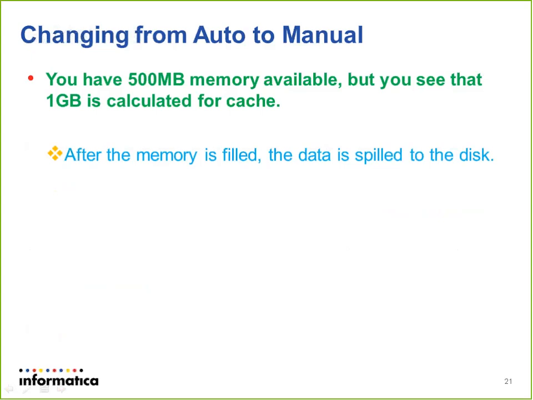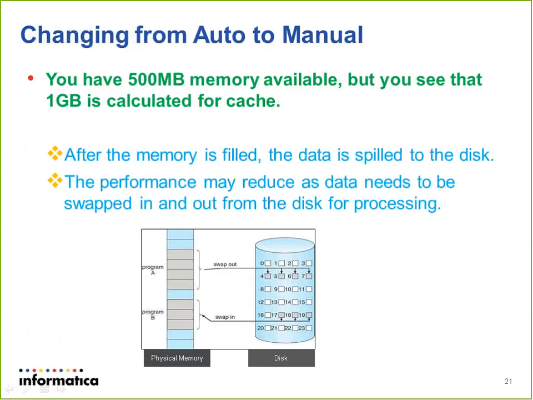If you configure the cache size and it is not enough to process the transformation in memory, the integration service pages the information to cache files, which are temporary files on the disk, to process the rest of the transformation data. The amount of memory you configure depends on how much memory cache and disk cache you want to use. Part of the data is processed in memory and the rest is spilled to the disk. The performance may reduce as data needs to be swapped in and out from the disk for processing.